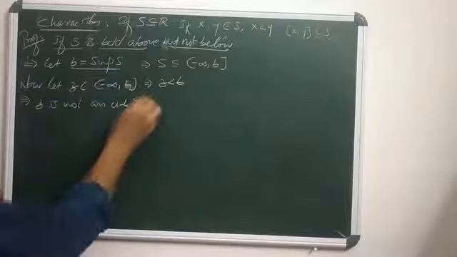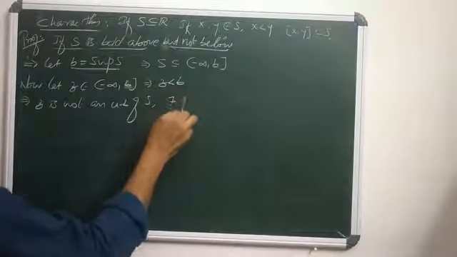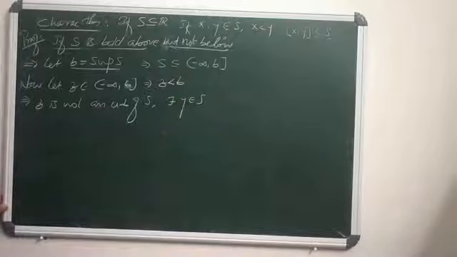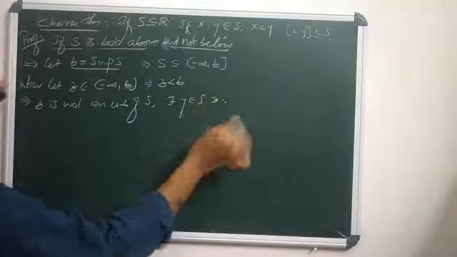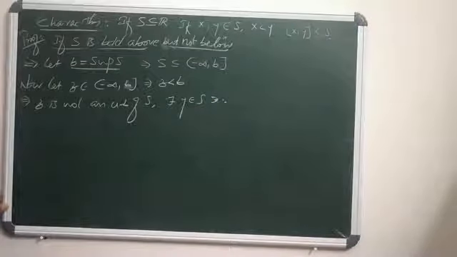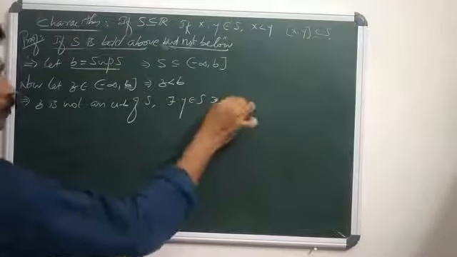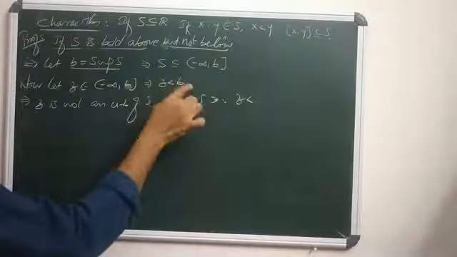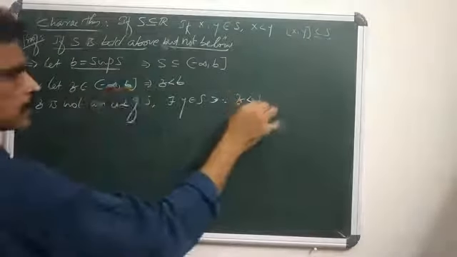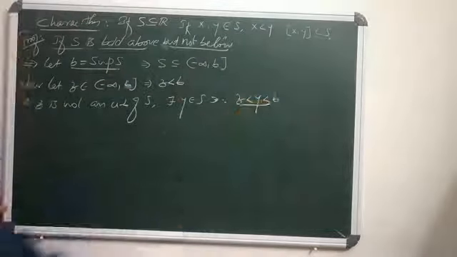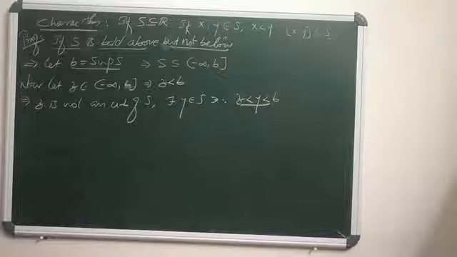Z is not an upper bound of S means there exists an element y in S such that z is less than y. There is an element between z and y, so z < y < B.